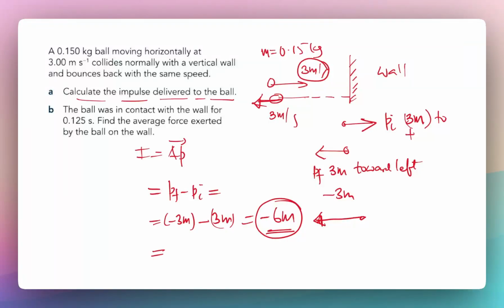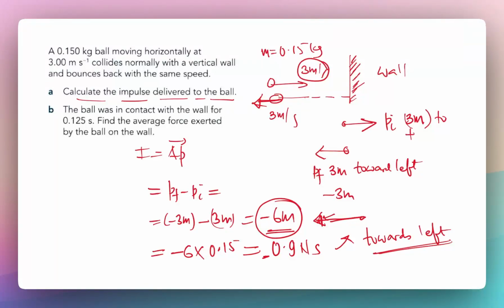So let's multiply this. It's going to be minus 6 into 0.15, and you can simply find that out. 6 into 0.15 is 0.9 Newton second with a minus sign, which means towards left. So the ball will experience an impulse in this direction, towards left. So that part 1 is solved.